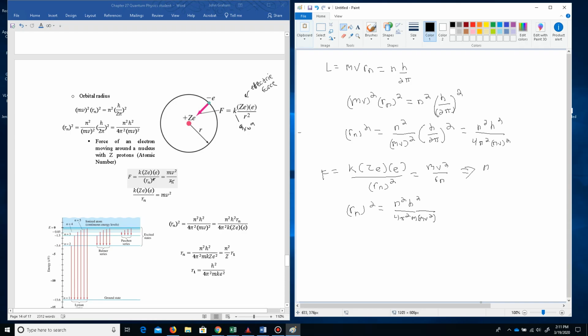Alright, so this mv squared, if we divide this out, is just going to be equal to k Ze times e over rn. And so now we plug that in for this here. That means everything in the bottom goes to the top. So you get n squared h squared rn over 4 pi squared m k Ze times e.